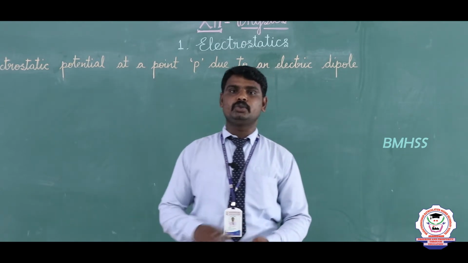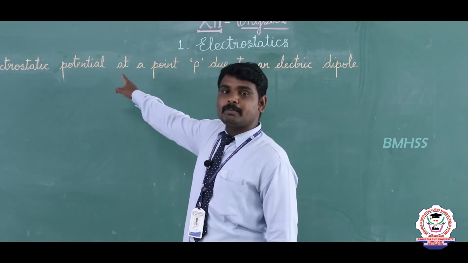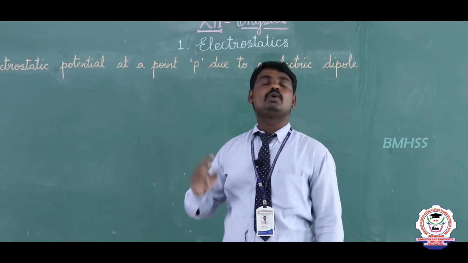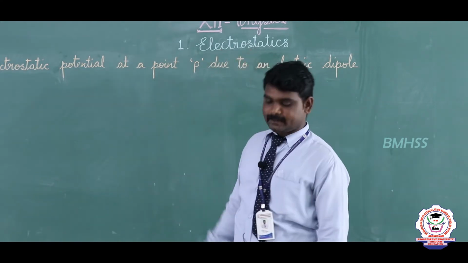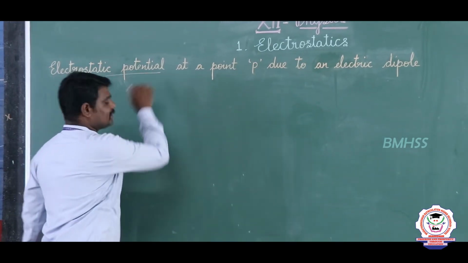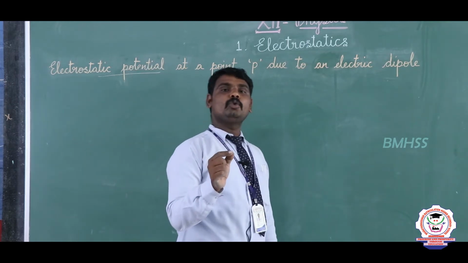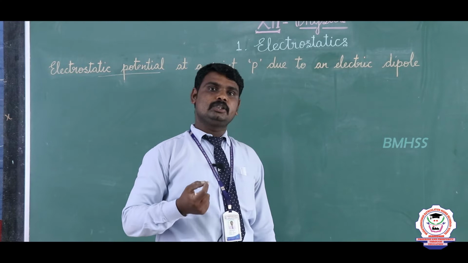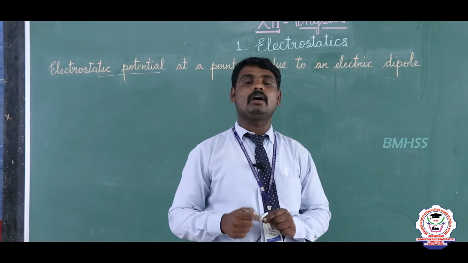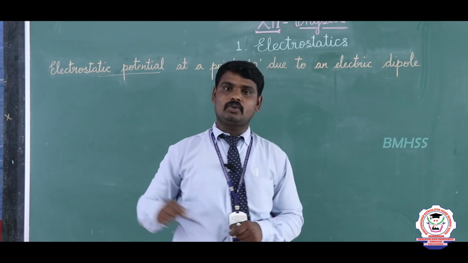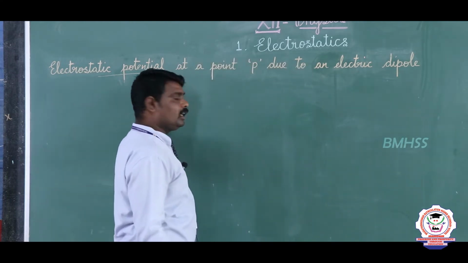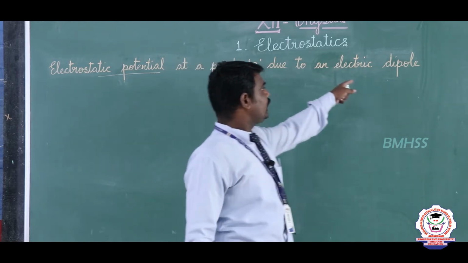Today I am going to introduce a new topic, electrostatic potential at a point due to an electric dipole, from 12th standard physics, the first unit, electrostatics. Electrostatic potential is nothing but the small amount of work done in moving a unit positive charge from infinity to that point against the electric field or electrostatic force. Now, what is the electrostatic potential due to an electric dipole?